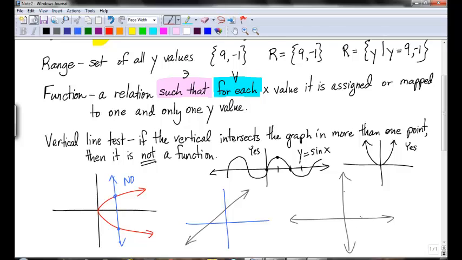An ellipse. You know, if you take a cone shape and slice it this way, slice it with a plane, you're going to get an ellipse. Is that a function? No, that's not a function. This one would be yes, it is a function.